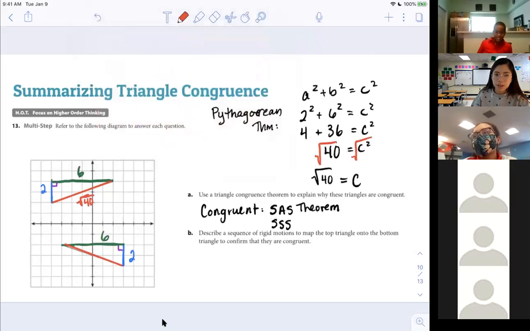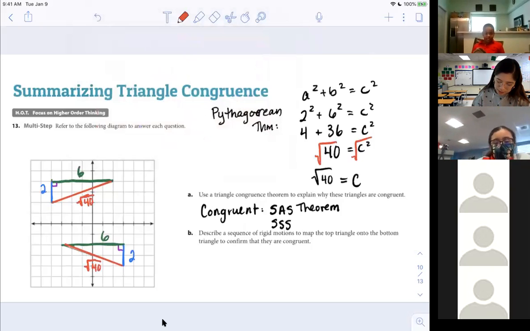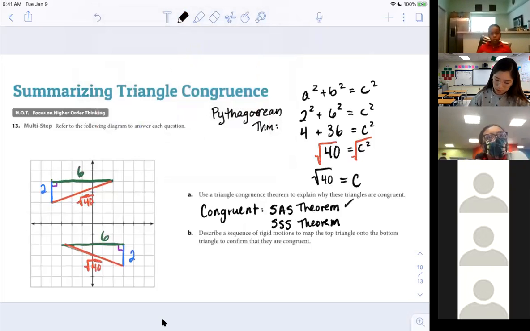So c, I'm just going to leave it as the square root of 40 because otherwise I'd have a long decimal that would not help us out. So my point is you could use SAS and you could also use SSS.